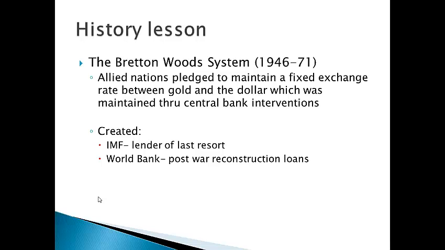Then there's the World Bank, which was in charge of post-war reconstruction loans. It was initially known as the International Bank for Reconstruction and Development and was set up to lend money to countries to recover their infrastructure after World War II. Now, the creation of these two, the IMF and the World Bank, leads to issues of the moral hazard problem.